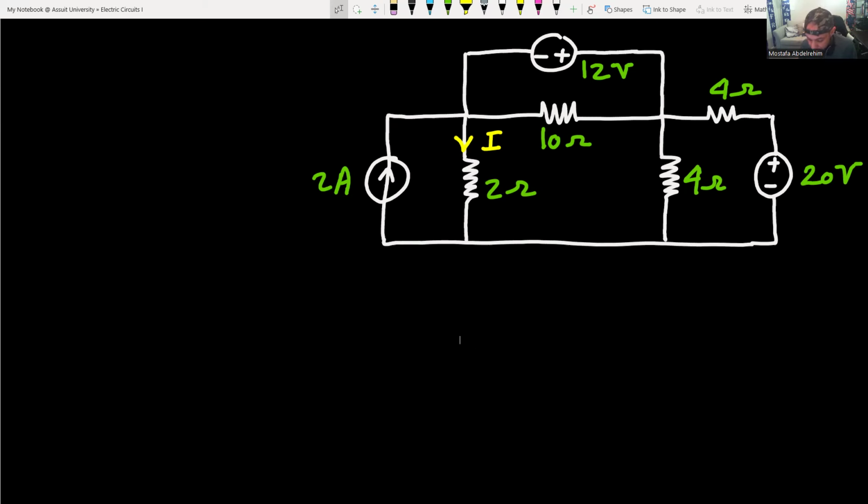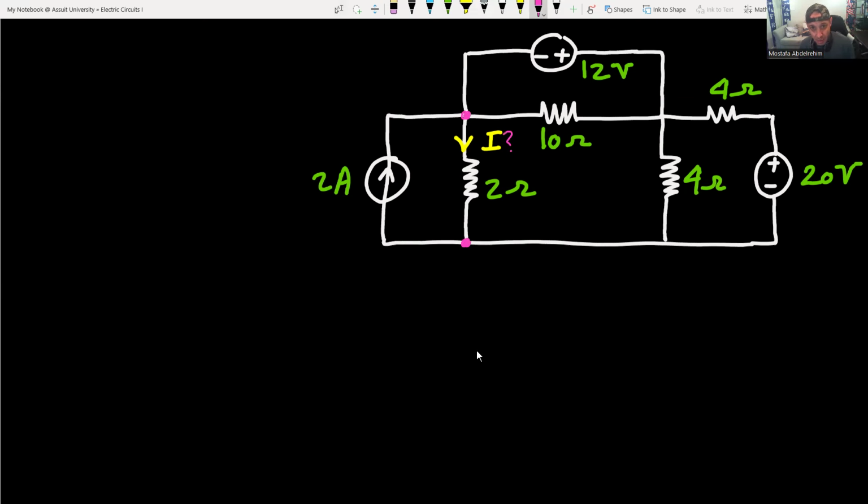So the first step is to find the nodes in the circuit. This is the node voltage method, and in this example we need to find I. This is the unknown here. If we find the voltage of that node and that node, we can subtract them and divide by those two ohms and find I. And we need to solve this with the node voltage method. So the first step is to find the nodes in the circuit.